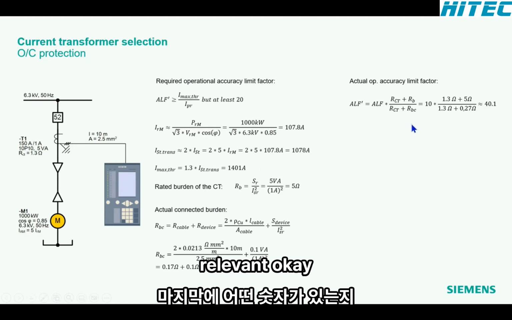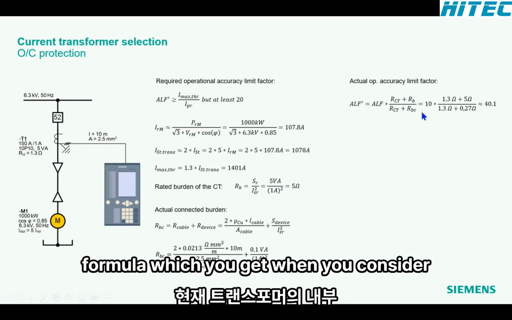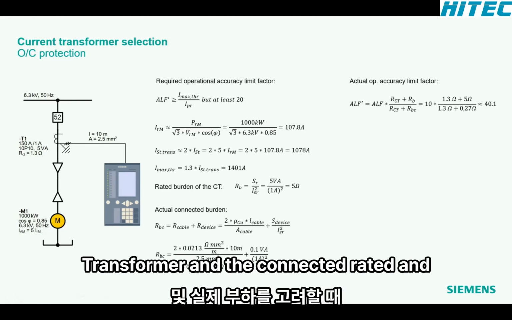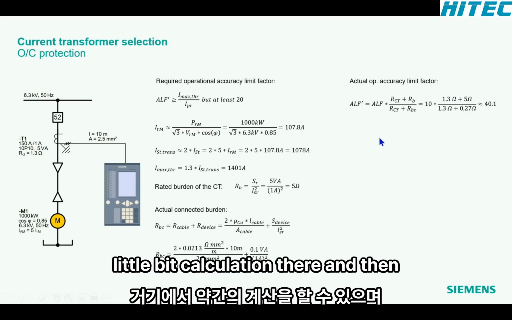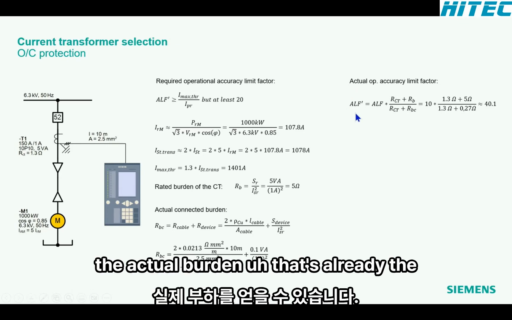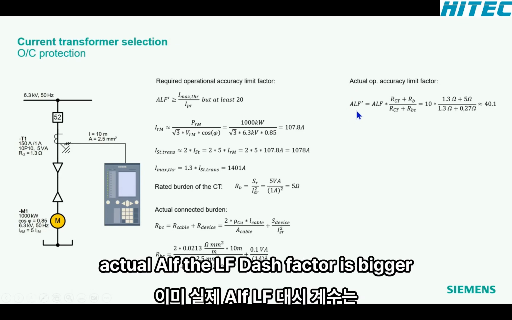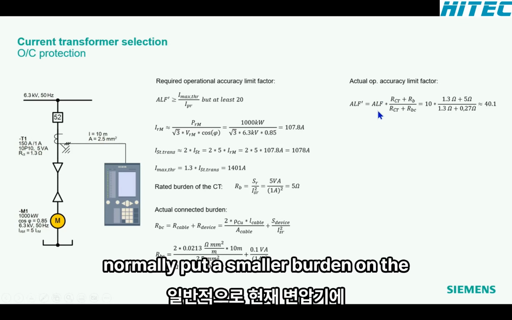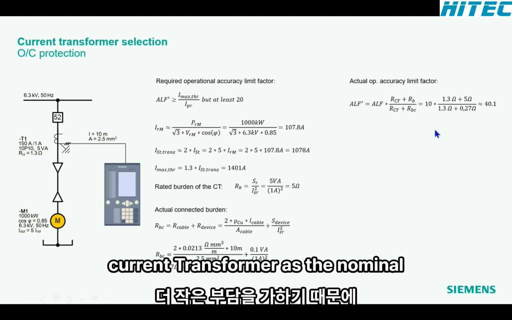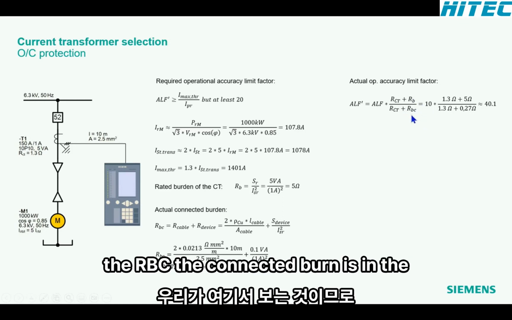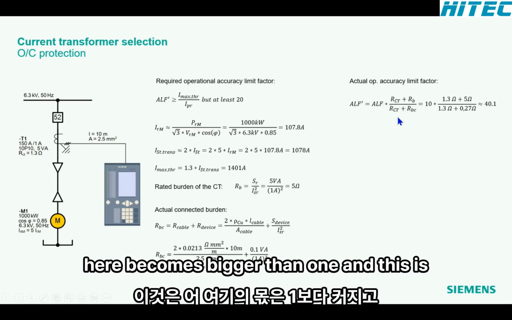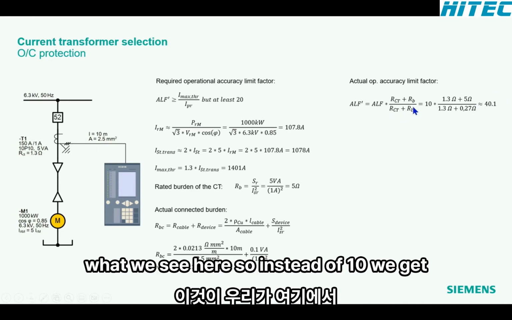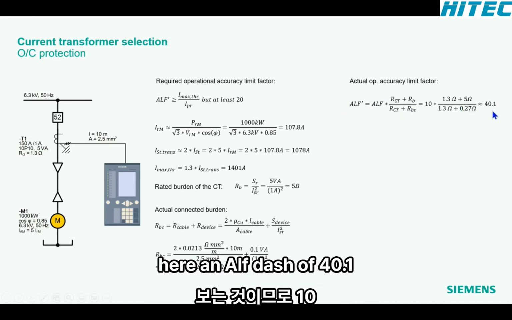Okay, here we have a classical formula, which you get when you consider the internal resistance of the current transformer and the connected rated and real burden, and you can do a little bit of calculation there, and then you get this formula. Normally the actual ALF, the ALF dash factor, is bigger than the nominal one, because you normally put a smaller burden on the current transformer than the nominal burden is. And this is what we see here. So the RBC, the connected burden, is in the denominator here. So this quotient becomes bigger than 1. And this is what we see here. So instead of 10, we get here an ALF dash of 40.1.